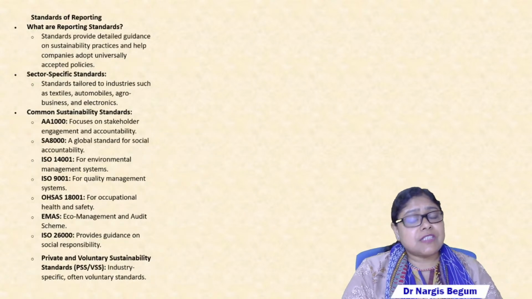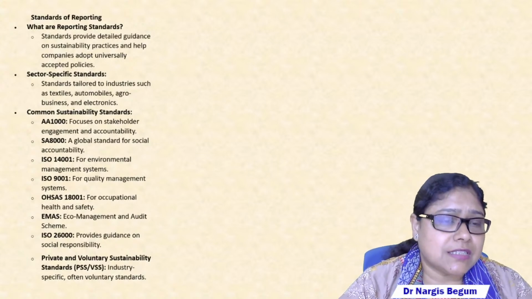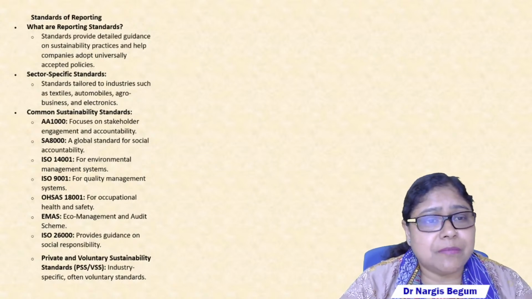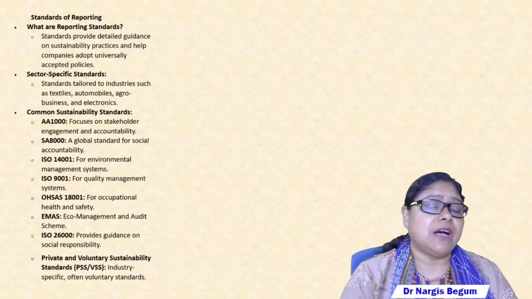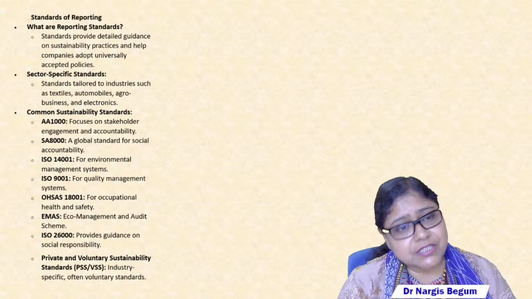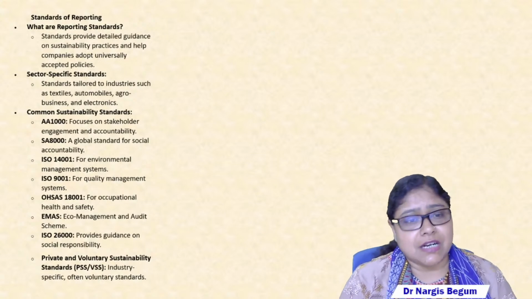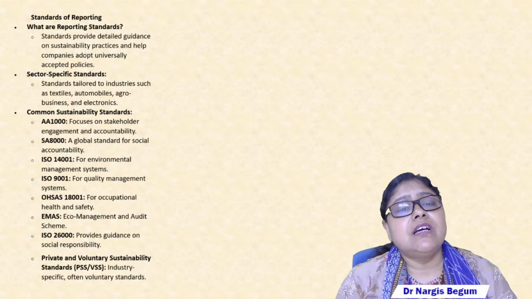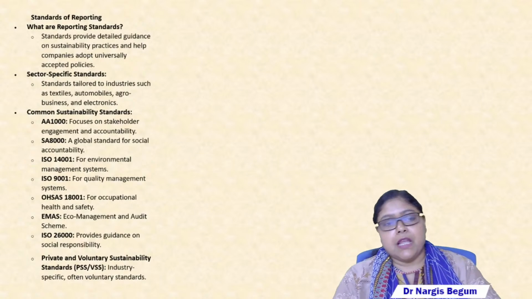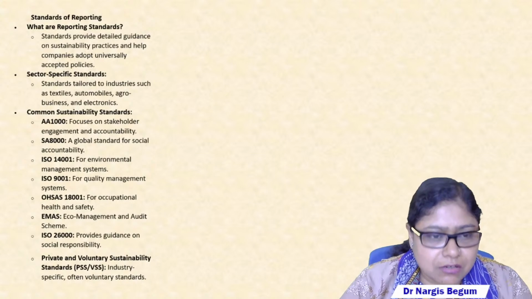Now, what are the different important standards being used for this reporting? Let us first understand what reporting standards are. These provide detailed guidelines on sustainability practices, and they help companies adopt universally accepted policies. It takes into consideration sector specific standards. When we are talking about sector specific standards, the standards are tailored to industries such as textiles, automobiles, agro-business and electronics.